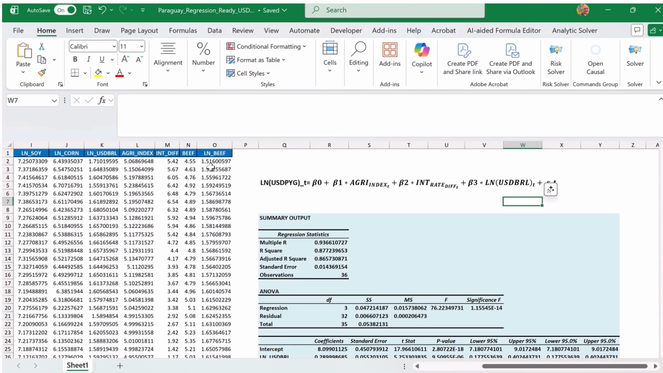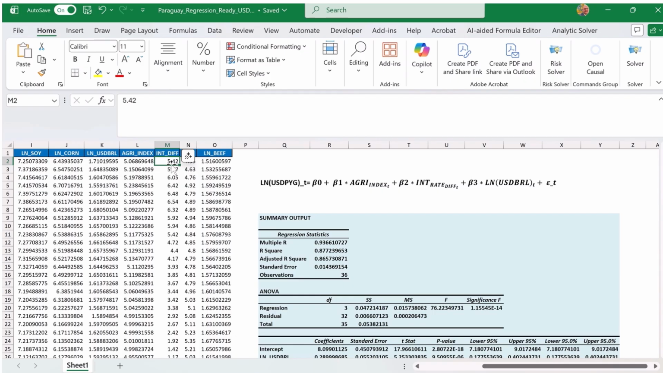The interest rate differential is defined as the policy interest rate set by the Banco Central del Paraguay minus the effective federal funds rate in the United States. The variable captures the monetary and financial channel of exchange rate determination through capital flows, portfolio allocation, and expectations.